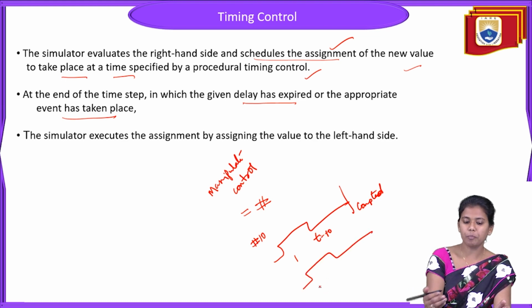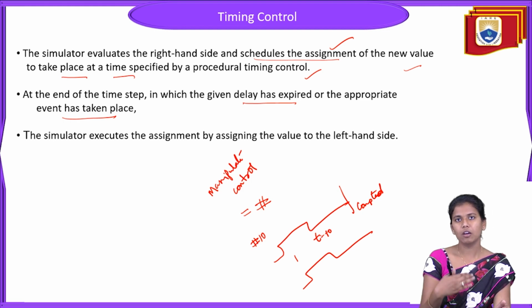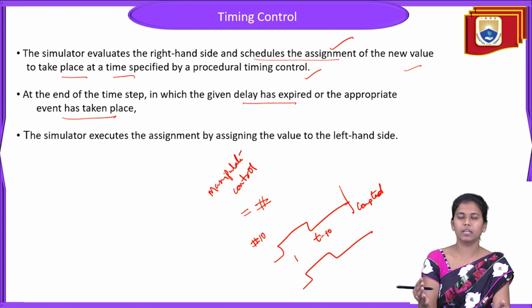The appropriate event will take place immediately without any delay. Once the delay timing is completed, once the time control is finished, what happens? It will help us take out the next event immediately. That is what this sentence says.